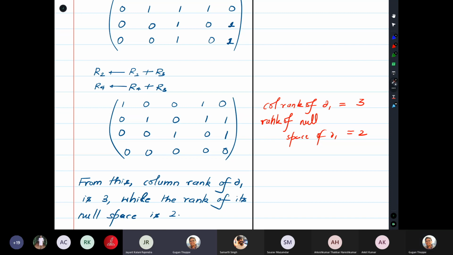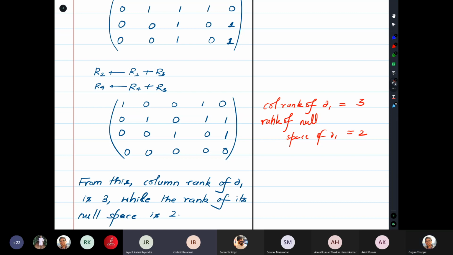Yes, sir. I want to ask whether in all the cases, the column rank will always be equal to the row rank, isn't it? Column rank will always be equal to row rank. Yes. So is that your question, or are you making that as a statement? Yeah, I'm making that statement. Yes, that is indeed true.